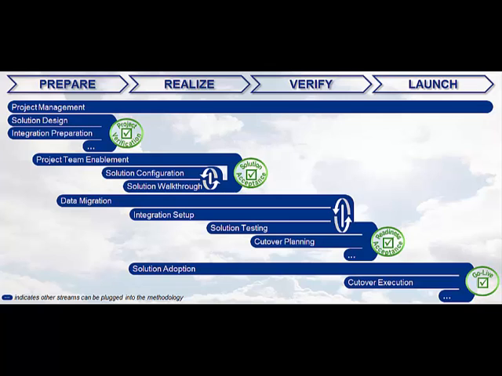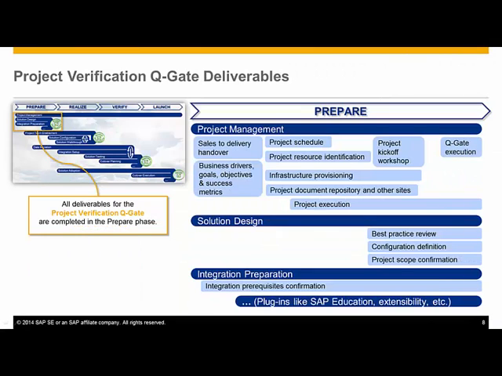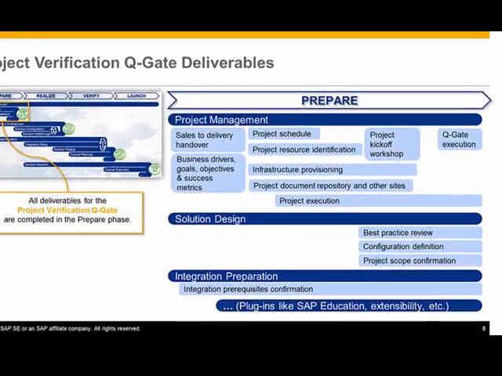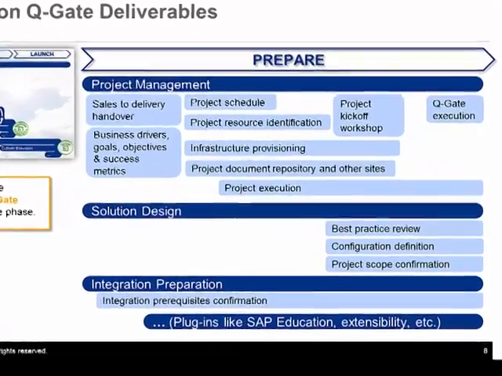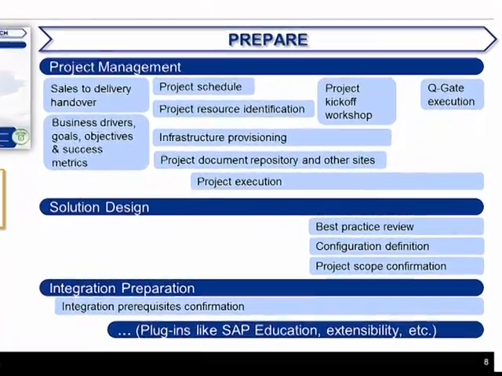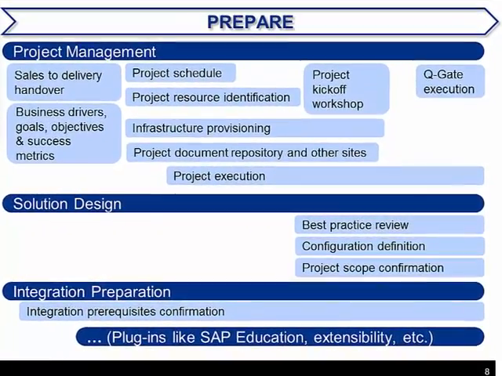Next, let's take a closer look at the deliverables for each stream and Q gate. The project verification Q gate is executed very early in the project at the end of the prepare phase. On the right of the slide, we zoom in to see the deliverables in the light blue boxes for each of the SAP Launch streams. The positioning of the deliverable boxes indicate the relative start and end points.